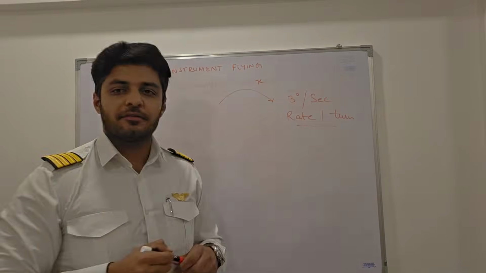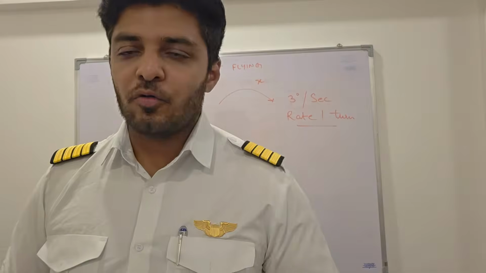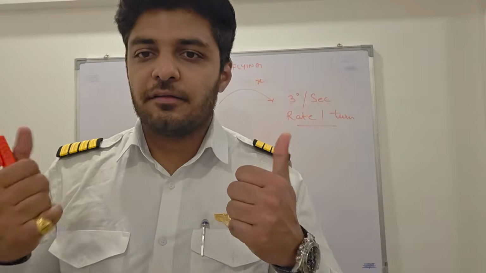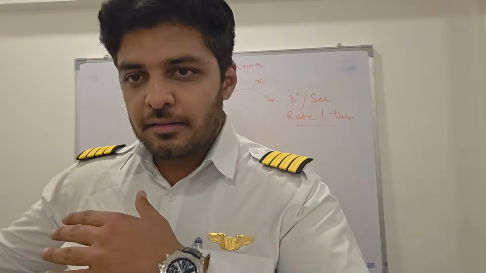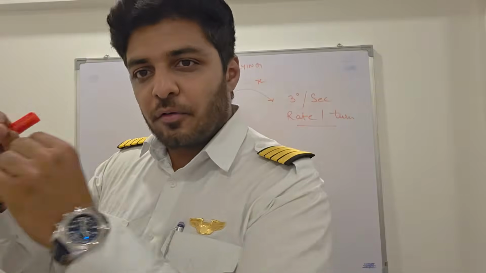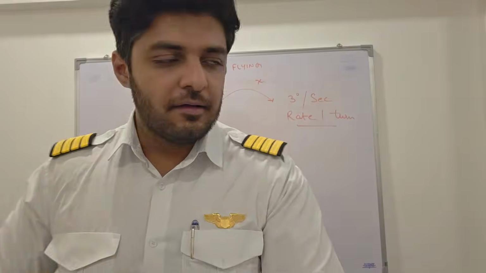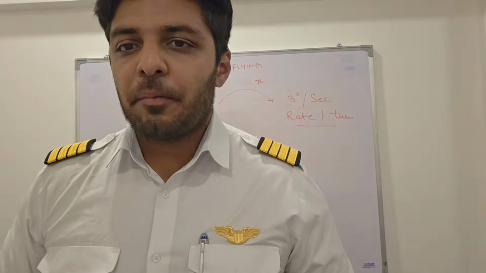So 3 degrees per second turn is rate 1 turn. Why do we carry out a rate 1 turn? Two reasons. Number one, it is a timed turn, so that ATC gives us enough separation from other aircraft, so that he knows that it will take us some X amount of time to reach a particular place or to turn a particular heading.